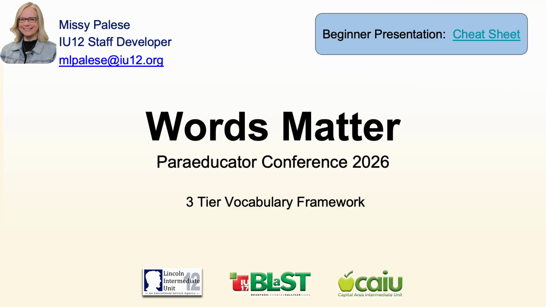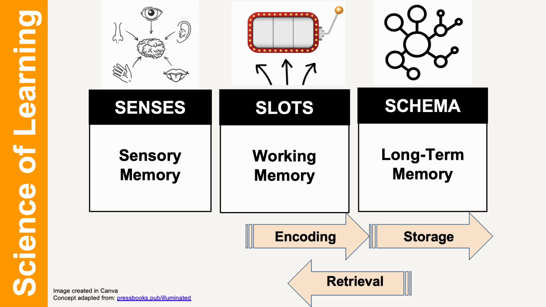Even though this is pre-recorded, we're going to use active reflection practices to ensure this content sticks. To understand why vocabulary can make or break learning, we have to look briefly at the science of learning, which tracks information across three phases: senses, slots, and schema. Everything a student experiences enters through sensory memory. From there, it moves into our slots, which represents our short-term memory or working memory.